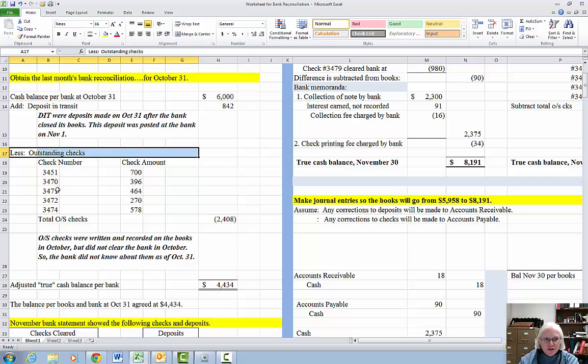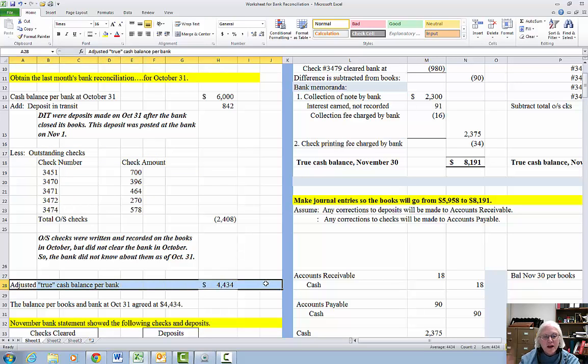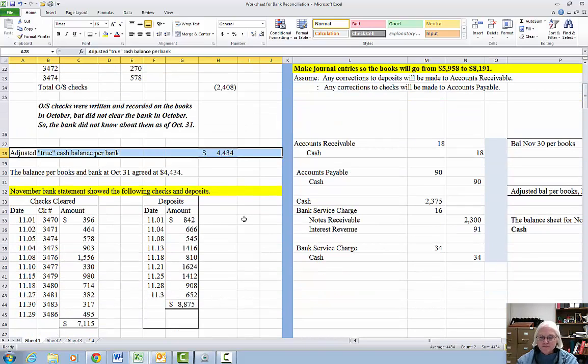So these are the checks that were written during October, and they're on the books in October, but they did not clear the bank in October. So the bank did not know that the company had written them yet as of October 31. So that $6,000 balance did not have the deposit in it, nor did it have these checks taken out. So we need to subtract the checks that we know about but the bank doesn't. And so that gives the adjusted true balance per bank at the end of October, and the balance per books agreed to that same amount. And that's a good thing, because that's the purpose of the reconciliation, is that both agree.